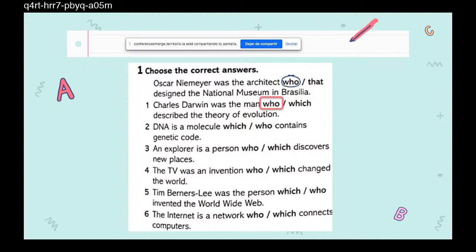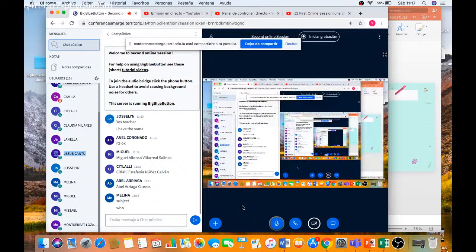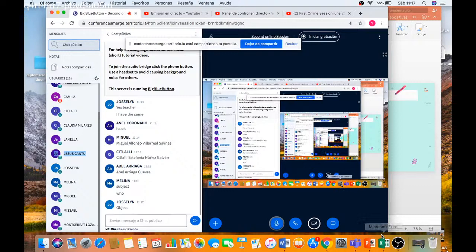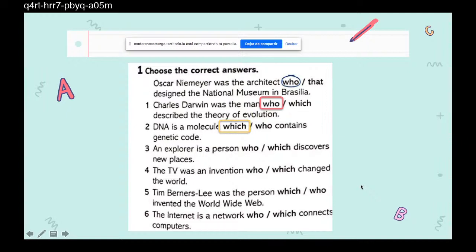Perfect. DNA is a molecule contains genetic code. So according to you, what are we going to use? DNA is a subject or object? Object. Perfect. It's an element. So we are going to use, according to our sentences, DNA is a molecule which contains a genetic code. An explorer is a person who discovers new places. So which element are we going to use over here? Who, because it's a person, it's a subject.